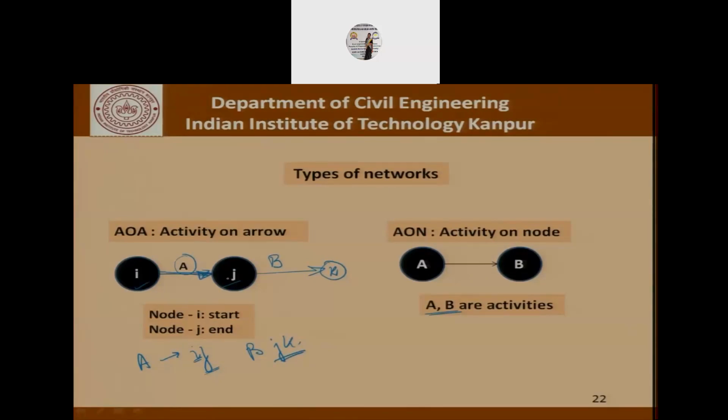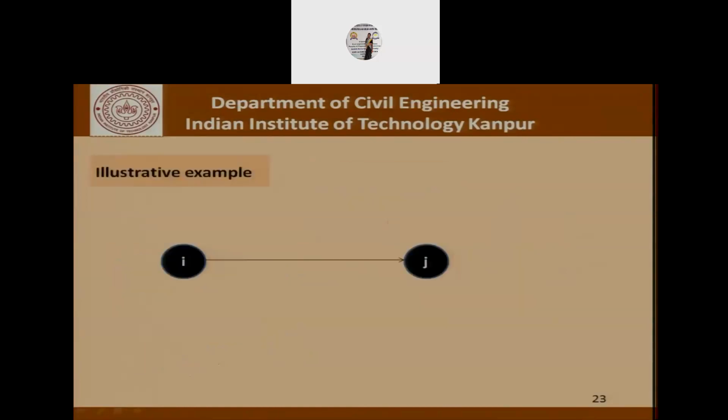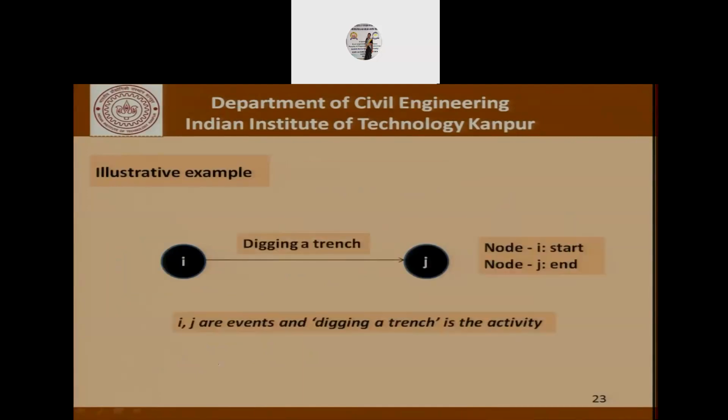So these two representations are the same, except that in this case, the activities are on the node, and A has to precede B. In this case, the activities are on the arrow, and I, J, K are the nodes. So the activities are, to repeat, IJ and JK. Now continuing with this example, there is an activity, let's say digging a trench, IJ. It represents the start of the digging of the trench and completion of digging of the trench.